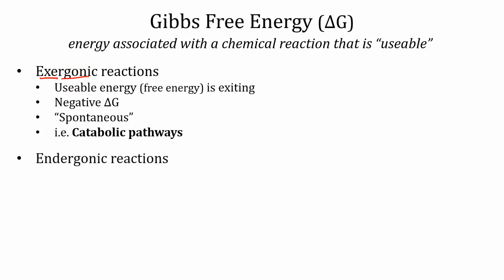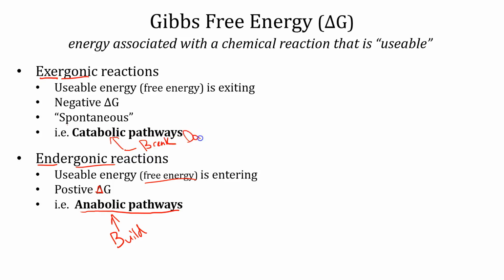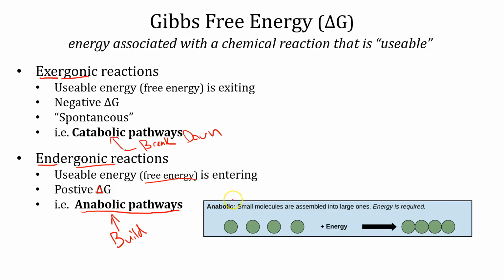In contrast to that, you could have an endergonic reaction. This means that energy is put into the system. So you have free energy entering into those reactants, and that results in what's called a positive delta G, or a positive change in the Gibbs free energy. The types of reactions that are this sort are anabolic pathways, and anabolic pathways are different than catabolic pathways. Anabolic pathways are the series of reactions required to build stuff. Recall that catabolic pathways are the series of reactions that a molecule might undergo to break it down. So an anabolic pathway might look just like the opposite of a catabolic pathway.